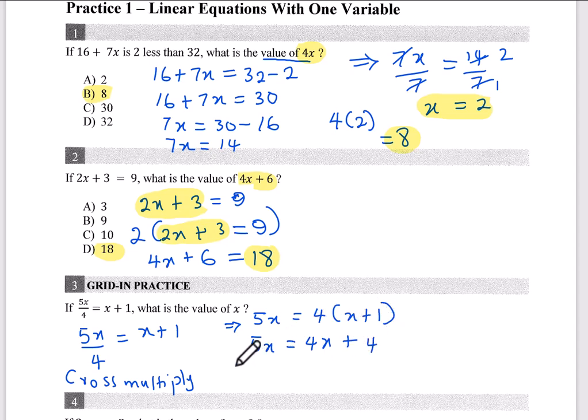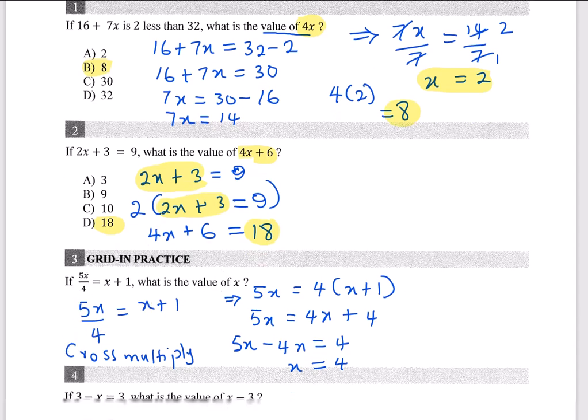Collect like terms. So we have 5x, and 4x coming over here becomes minus 4x, is equal to 4. 5x minus 4x is giving you 1x, and I'm just writing x, so x is equal to 4. And we are done. This is not a graded option, so they didn't give us options to choose from, and that's what we got. So let's go to the next question.